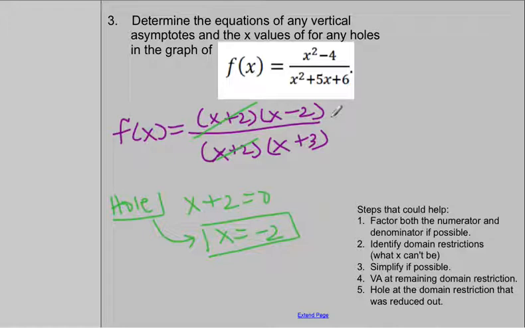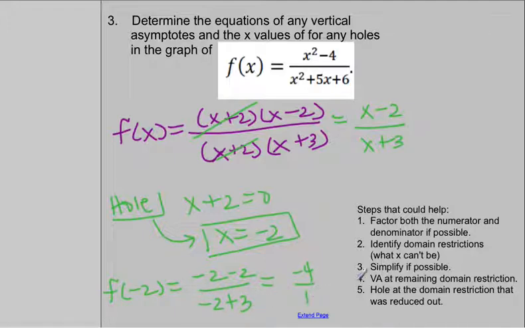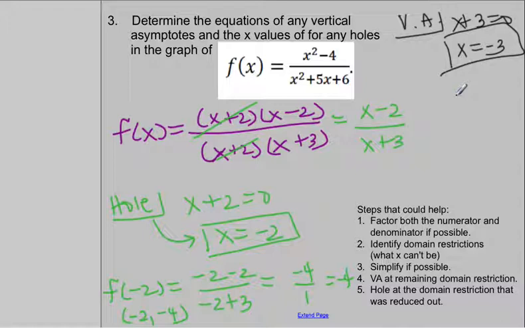Once again, just a reminder, if I wanted to figure out what my value would be graphically, where I would draw the open circle, I plug it into what is left. So f of negative 2 is equal to negative 2 minus 2 over negative 2 plus 3. So I would have negative 4 over 1, so negative 4. So my ordered pair for where I would draw that open circle would be negative 2, negative 4. And then my last thing is to find my vertical asymptote, and that comes from what does not cancel out. So it's that x plus 3. So my vertical asymptote is when I take x plus 3 and set it equal to 0. So my vertical asymptote occurs at x equals negative 3. Okay.